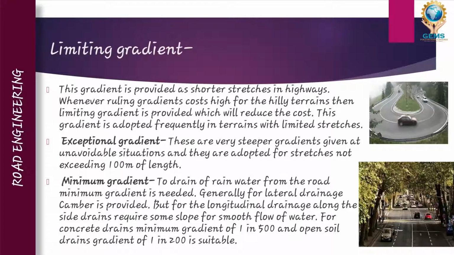So whenever in hilly terrain we take ruling gradient, the cost of construction will be high. So we choose limit gradient, which gives shorter stretches in a highway for the travelling of vehicles, for the safety of vehicles as well as the safety of passengers. This short stretch will reduce the cost of construction, and the gradient is adopted frequently in terrain with limited stretches. That is called limit gradient.